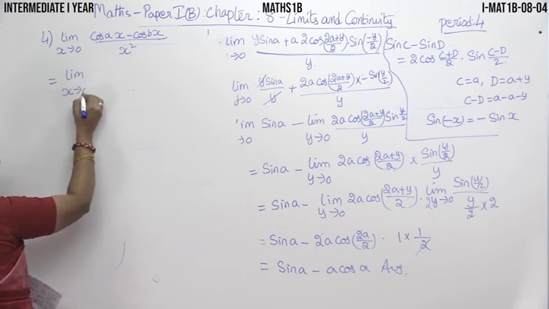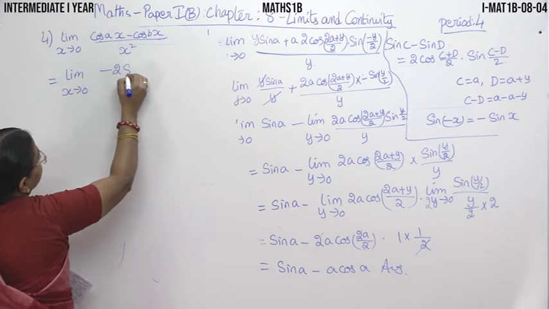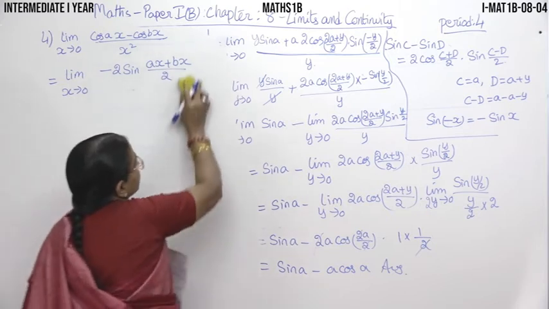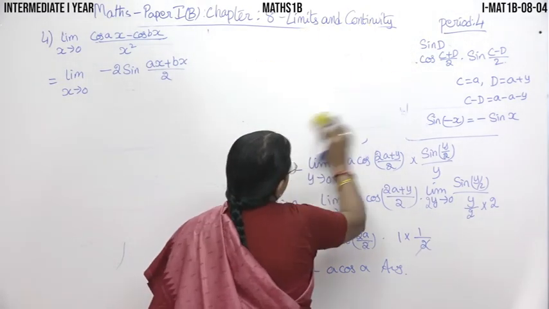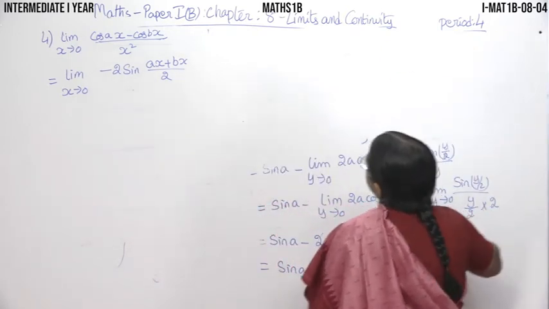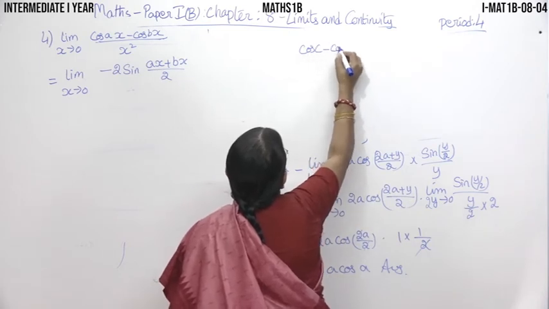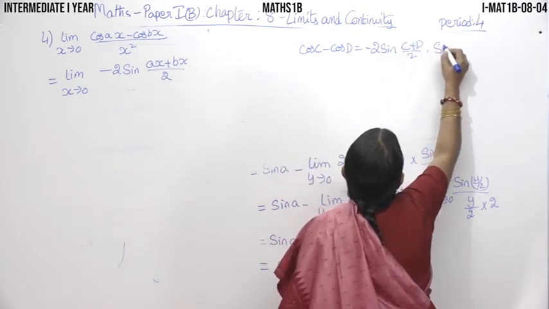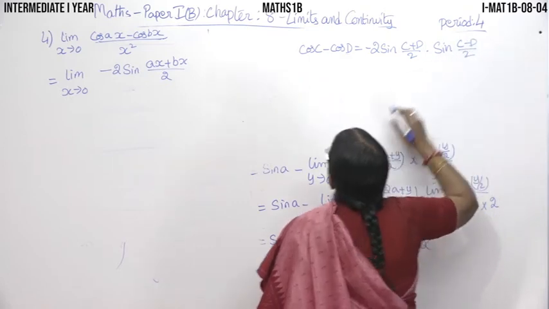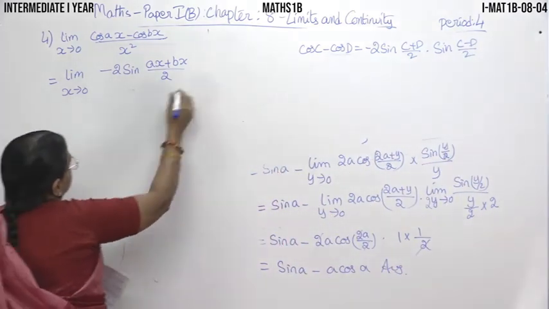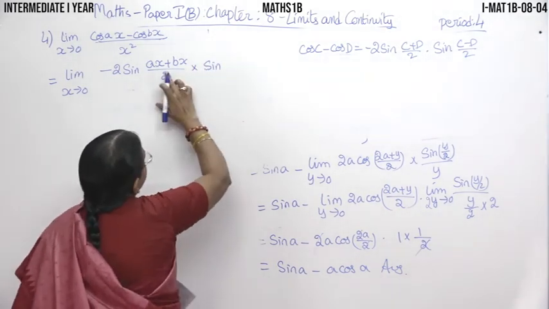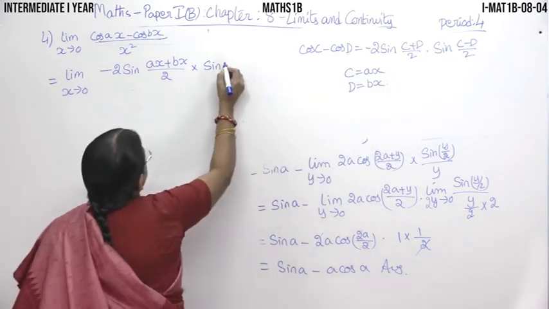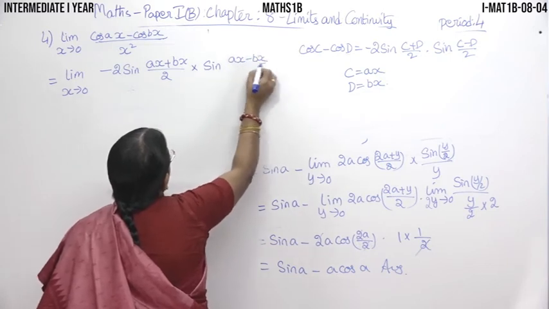What is cos c minus cos d? You have the formula like this: cos c minus cos d is equal to minus 2 sine (c plus d) by 2 into sine of (c minus d) by 2. This is the formula in trigonometry. What is our c here? c is ax and our d is bx. So c minus d is ax minus bx by 2.